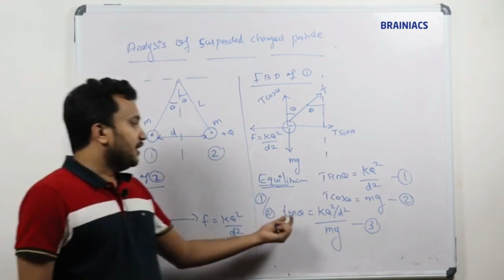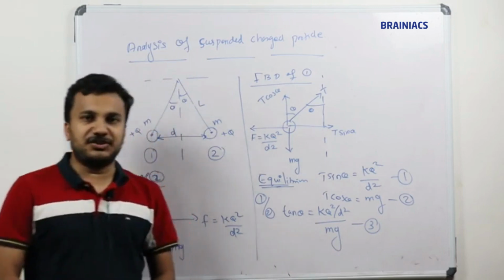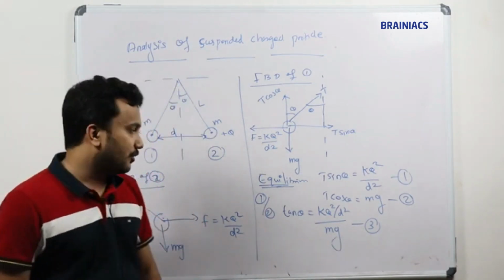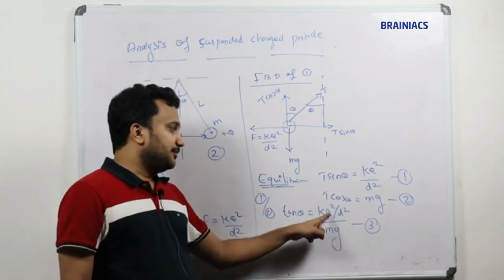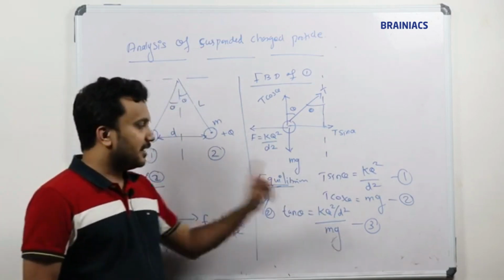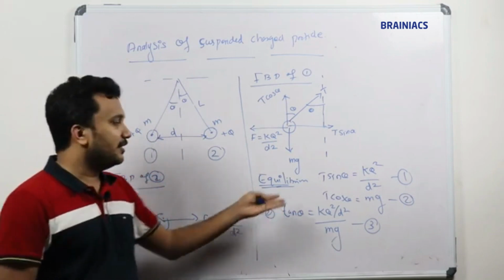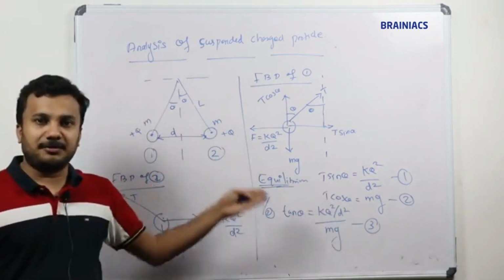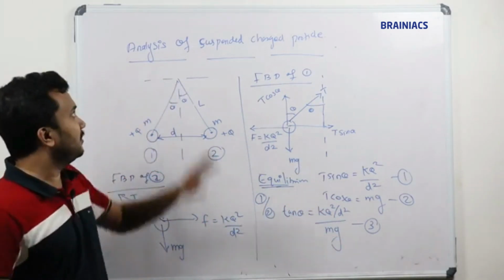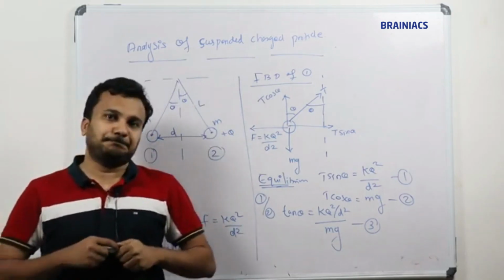Sometimes they will give you the value of theta. The mass they will definitely give, so you can multiply it with g equal to 10 meter per second square. While doing entrance examination questions, do not take 9.8. If the charge and theta are given, you can find d. In some cases d, theta and m are given, and you have to find q. All other parameters will be given except the one you need to find. So remember this concept, analysis of suspended charged particles.